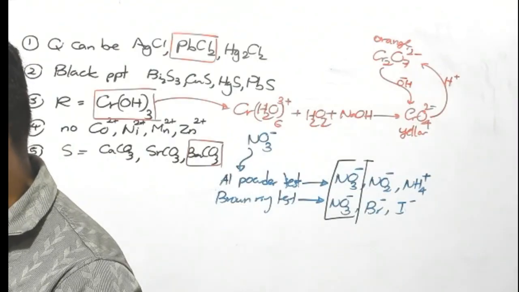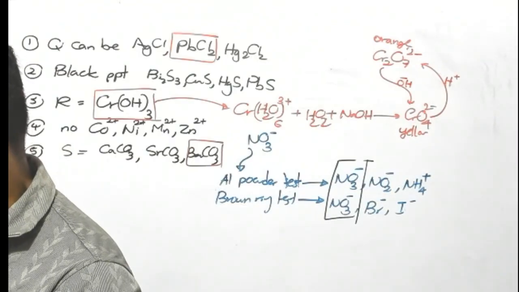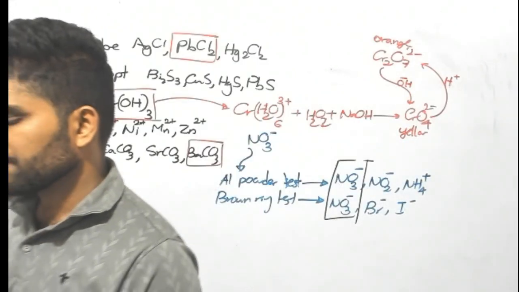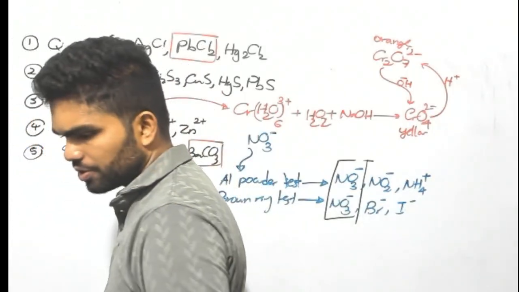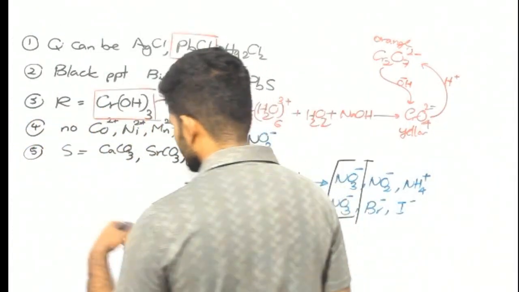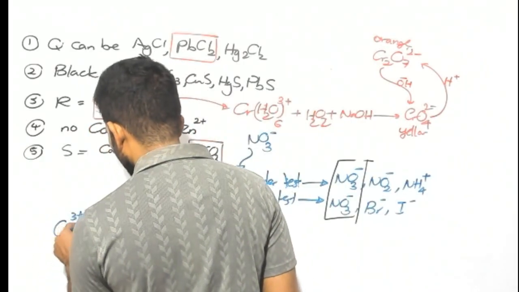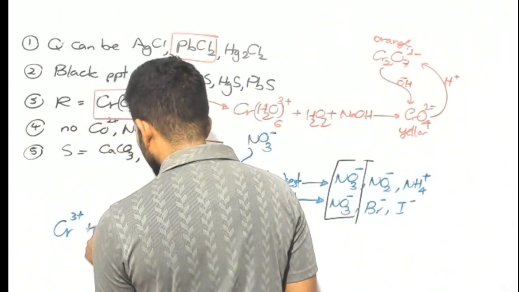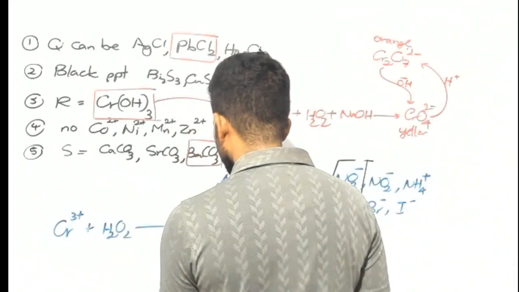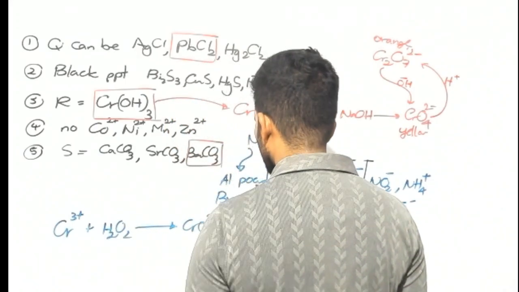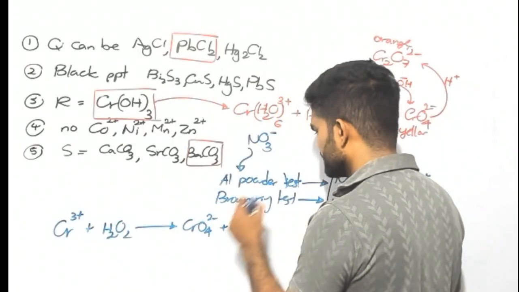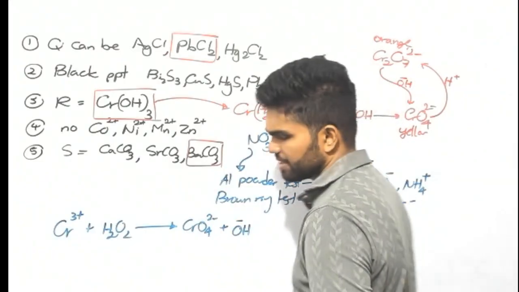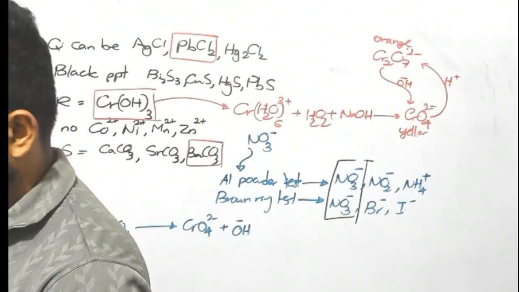So I'll show you the reactions for this one. Okay, this is how the 75 marks were allocated. Then I'll show you how to balance this chromium reaction also. Cr3+ reacts with H2O2 to form CrO4 2-, and now the H2O2 undergoes reduction to OH- in basic medium. I'll balance it and show you.